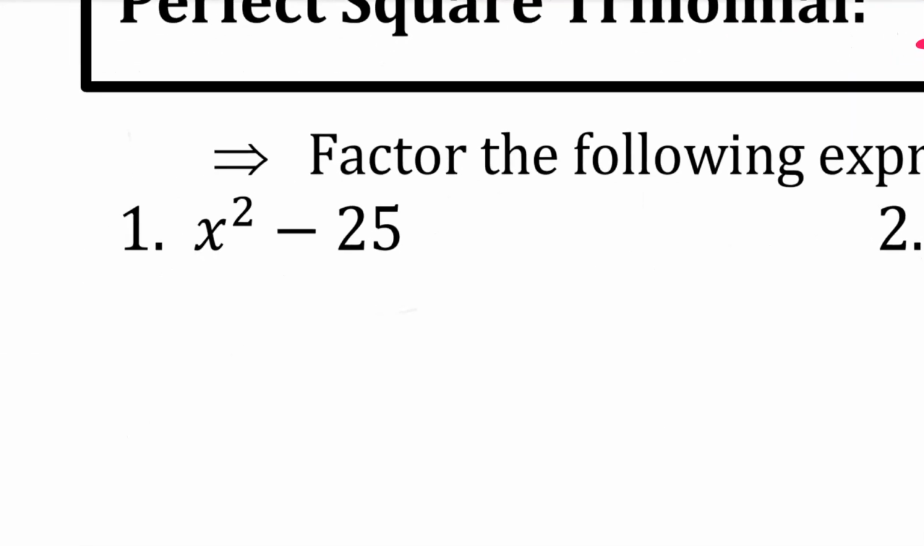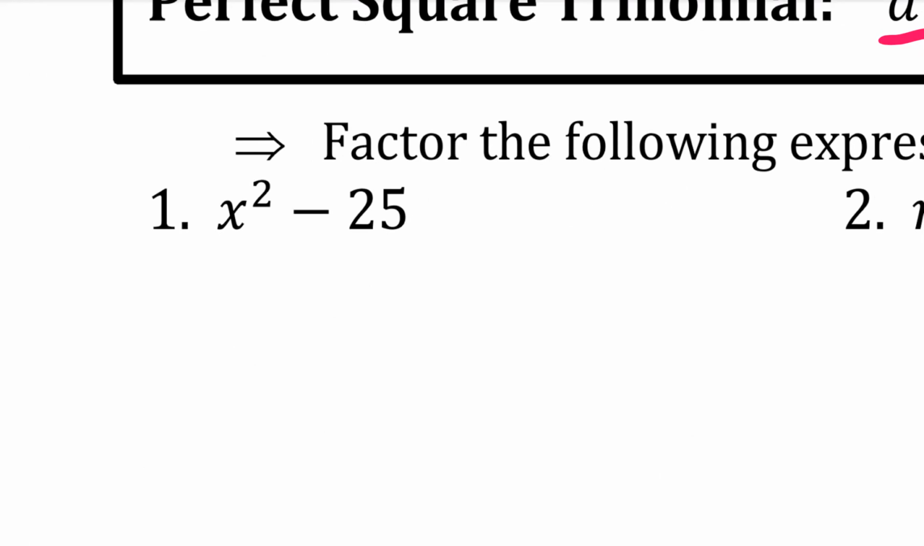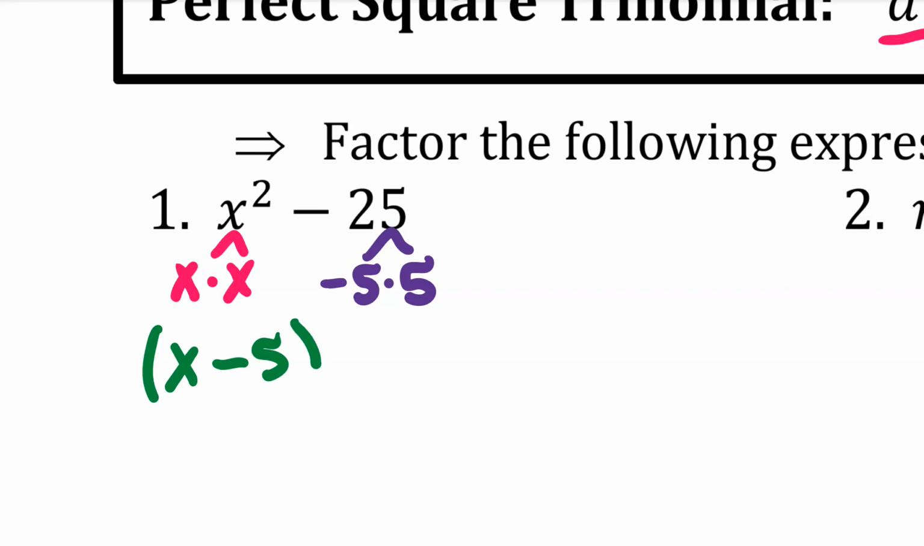So number 1, there are 2 things, so I am going to check for perfect squares. x squared is x times x. Negative 25, I always put the negative right there because it helps me remember that one parenthesis needs a negative. So it's technically negative 5 times positive 5. Do I have perfect squares? Yes. So I know I can use that difference of squares: x minus 5 times x plus 5. Become really familiar with these. These are going to be very important.